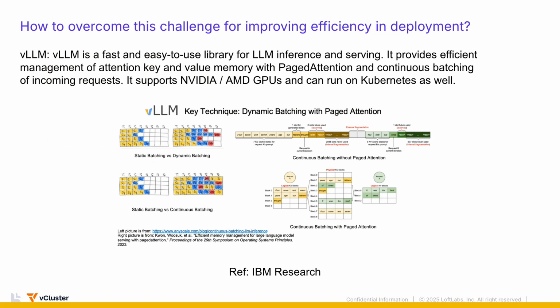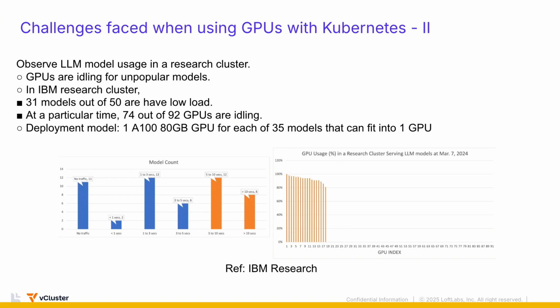The way we overcome this is by using open source projects like vLLM, which enables much more improved batch request processing. It also uses something called paged attention, which gives you a much more capable way of batching your requests, which is not natively provided with Kubernetes. An additional thing is that there is a lot of idle time.